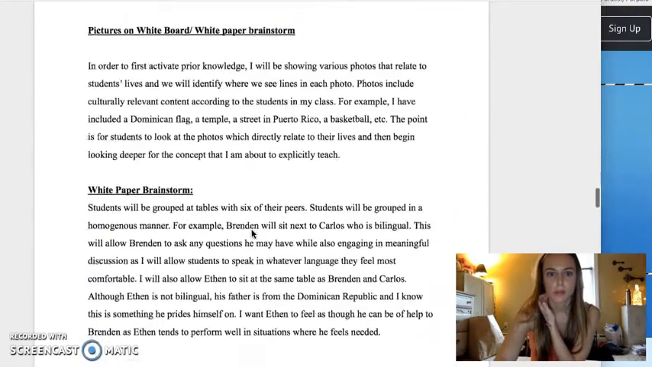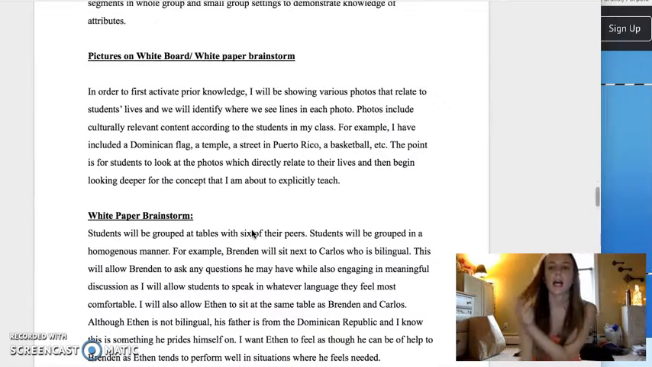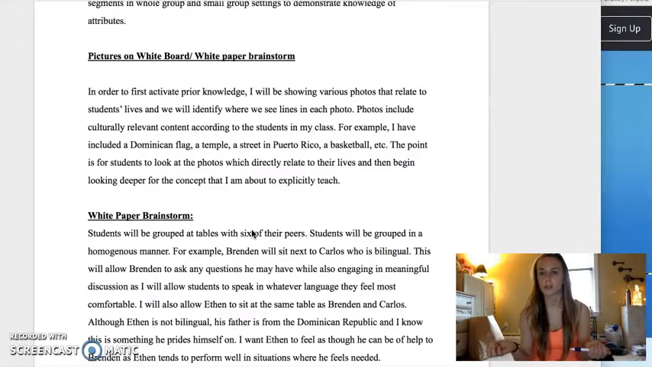So I will, let me scroll down here. I have students grouped in a homogeneous manner because I wanted to keep the affective filter low. So I have Ethan with Brendan, and then I have this other student, Carlos. So there's 6 students per table. So Carlos is bilingual, so that will assist Brendan in any language issues that he may have.